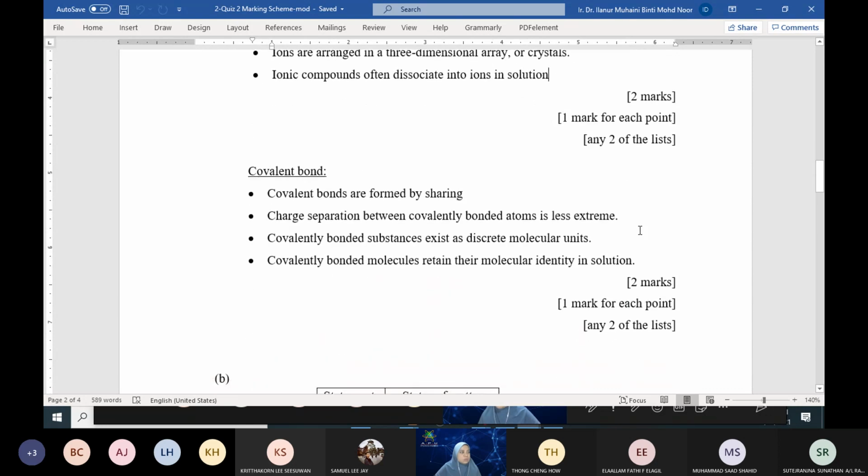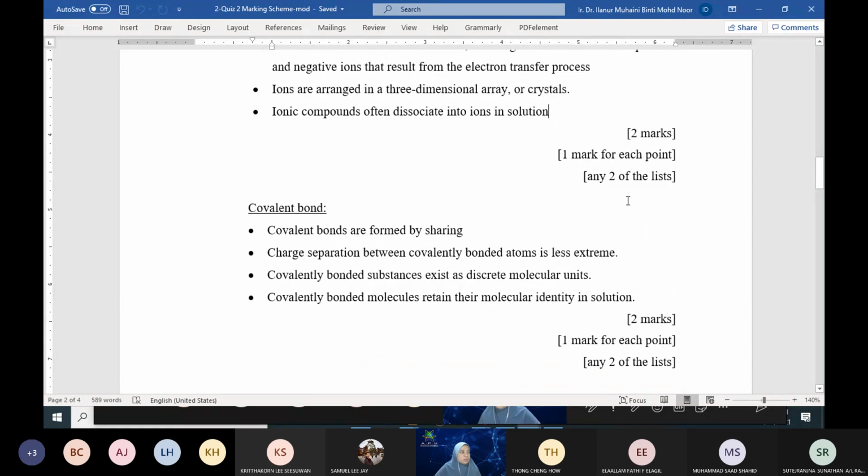Okay. Next is the covalent bond. Covalent bonds are formed by sharing. Charge separation between covalently bonded atoms is less extreme. Covalently bonded substances exist as discrete molecular units. Covalent molecules retain their molecular identity in solution. So any two of the list, and 1 mark for each point. 2 marks here, 2 marks here.